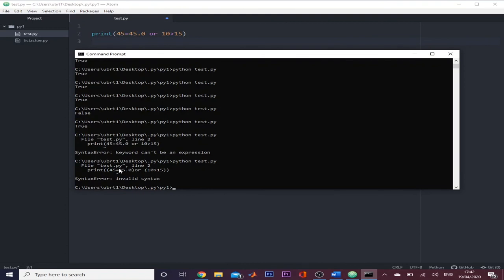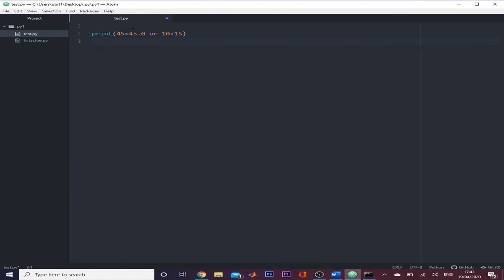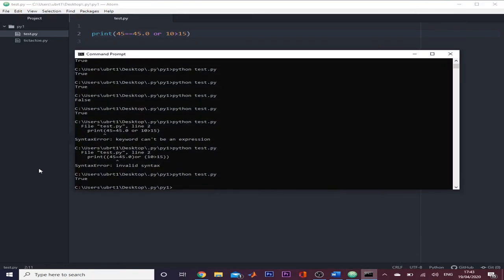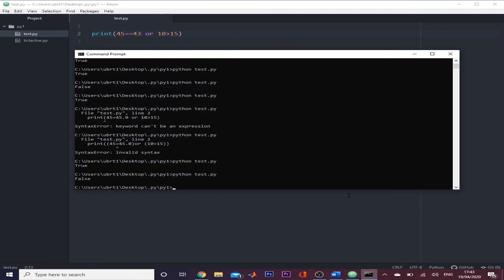So here I have written is equal to, it should be double equals. So I am writing it double equals. Now I will print that. So it is true because one of the statements is true here. So the OR gives us true. And if we make both statements false, now our OR operator will also give false. So here it is false.